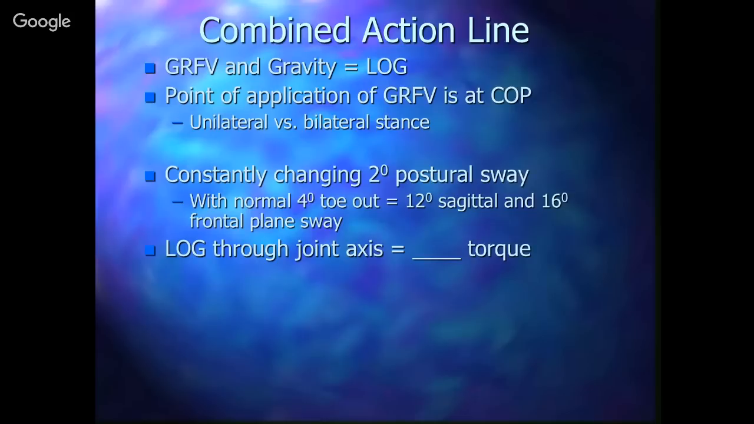Because what is torque? Torque is a force multiplied by a distance. If the line of gravity falls directly through the joint axis, what is the distance away from the axis? The distance is 0, right? If it's going through the axis, the distance is 0. Any force multiplied by 0 gives us 0 torque. So this goes back to the notion that this is ideal.